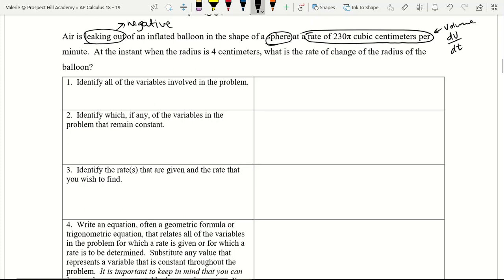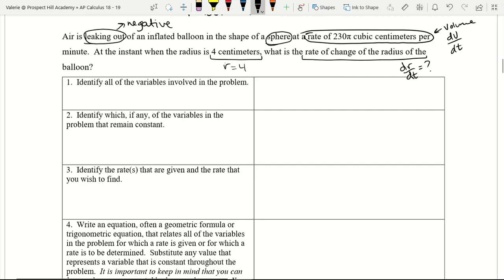We also know that there's an instant when the radius is 4 centimeters. So at some point, r is going to equal 4. Although we know that in a sphere, the radius is not constant, right? It's changing as the sphere gets bigger or smaller. But at some instant, we know that the radius is going to be 4. And we want to know the rate of change of the radius. So this means dr/dt is what we're looking for.